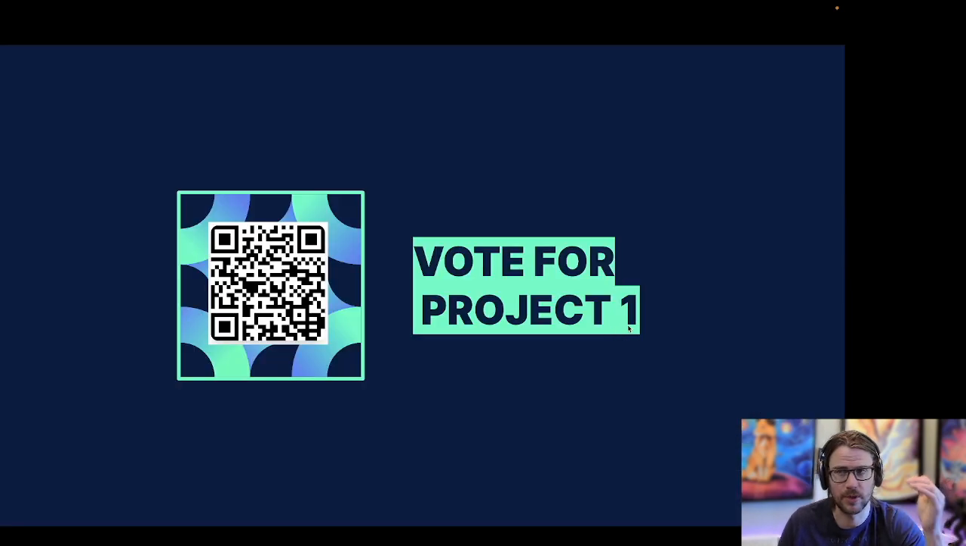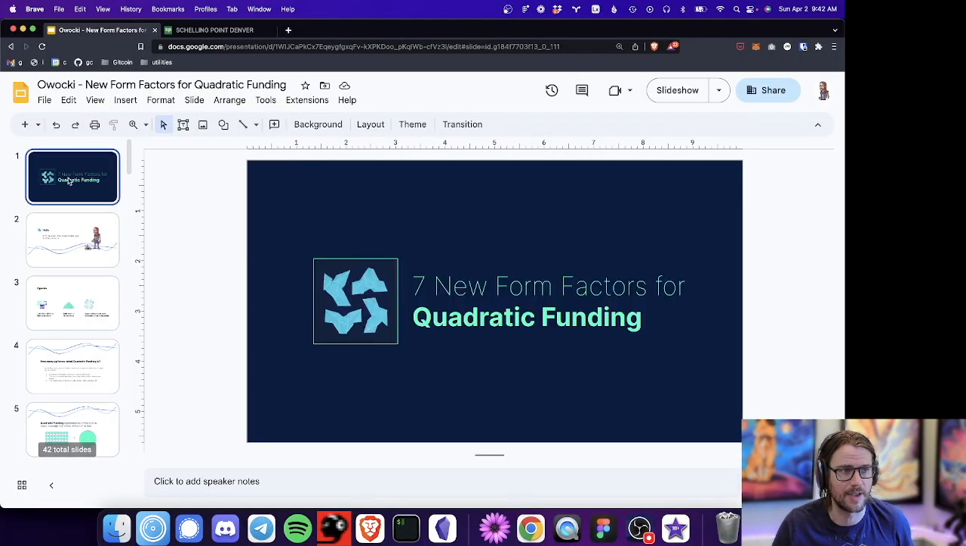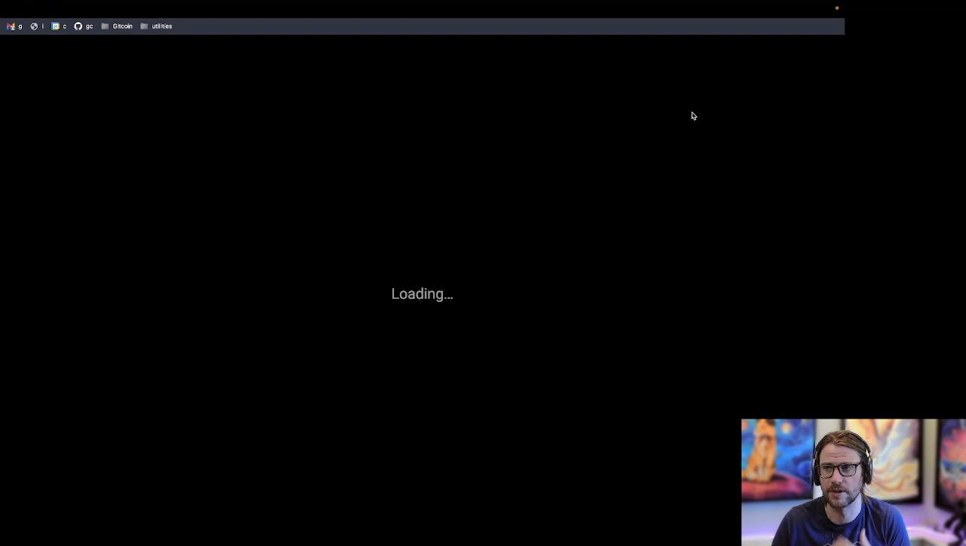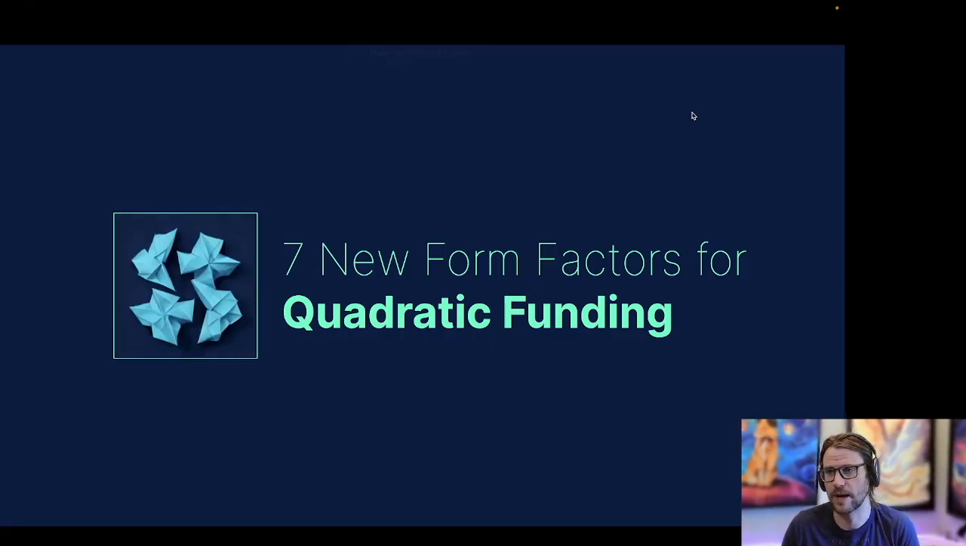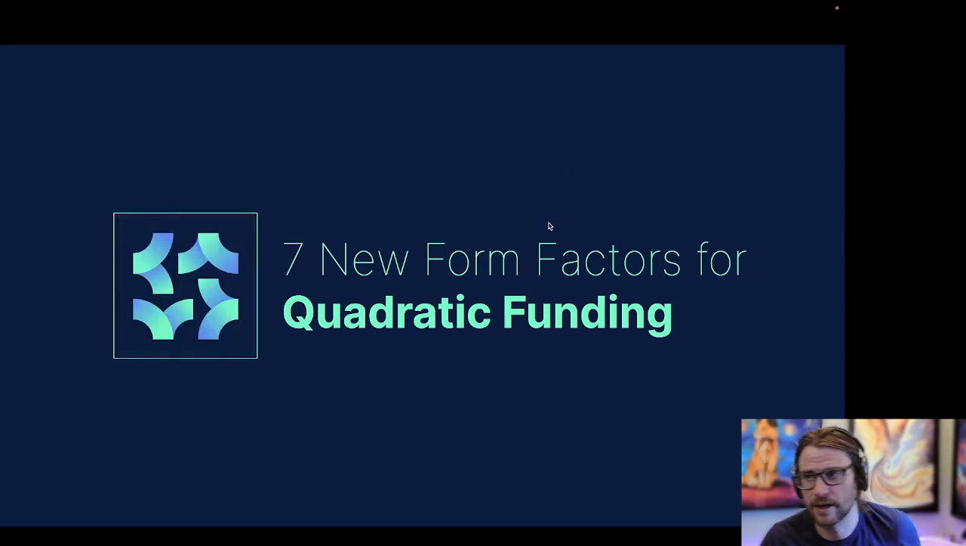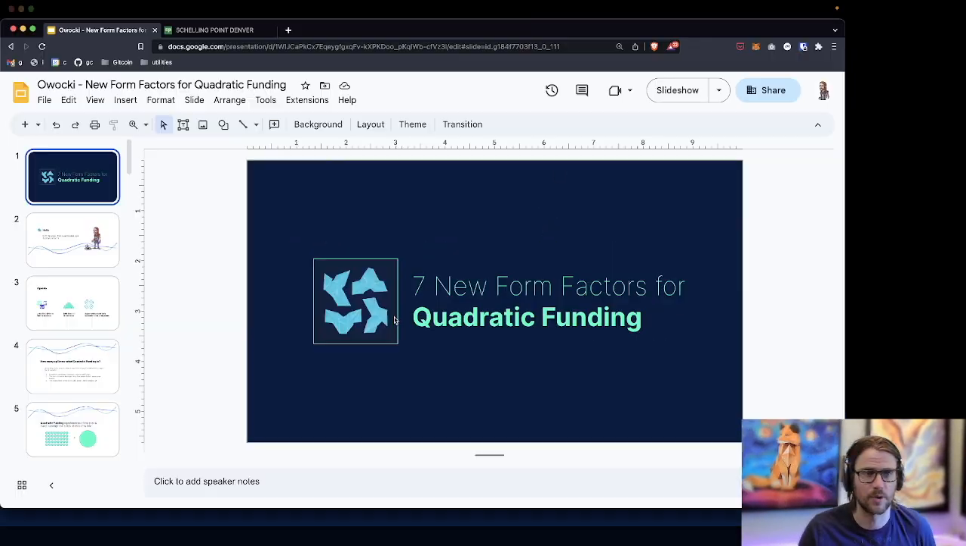And so I'm actually using this mobile quadratic voting experience to allow the audience to live vote on which of the form factors for quadratic funding we think are the most powerful. So again, this talk is about 7 different form factors for quadratic funding. We've taken Gitcoin's new grant stack and created a new way to interact with quadratic funding that is built on top of Gitcoin grant stack.